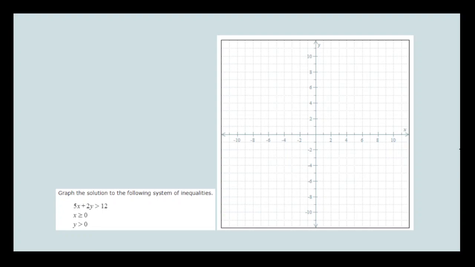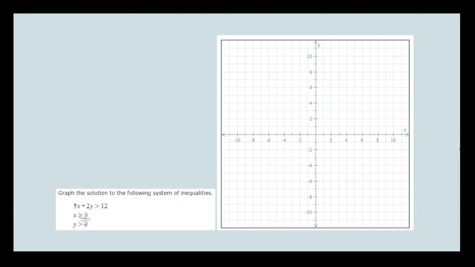All right, so now we are going to take a look at another example that involves three lines. It says graph the solution of the following system of inequalities, and you've got three lines here. So this first line is 5x plus 2y is greater than 12. We'll have to rewrite that. And then we have x is greater than or equal to 0, and y is greater than 0.